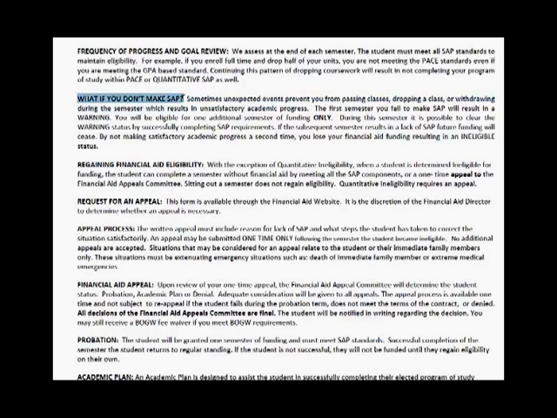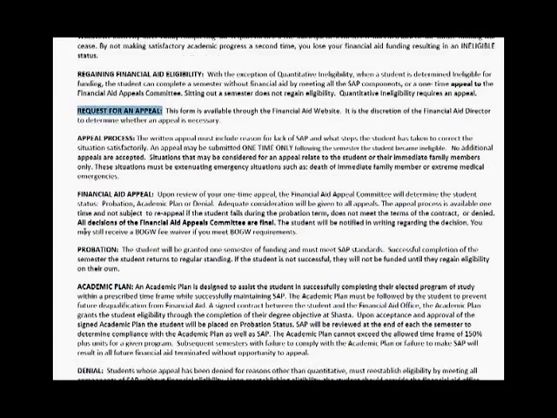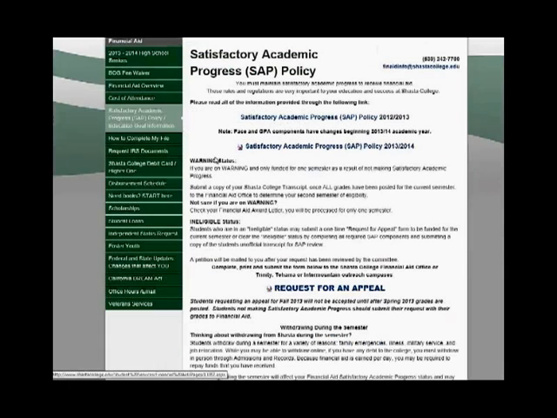What if you don't make SAP? You'll be placed on warning. You'll have 1 semester to be funded and to clear your warning status, which means you have to meet each SAP standard that warning semester. If you don't, you'll become ineligible, and you'll either have to go through an appeal process or regain eligibility on your own. If you choose to go through the appeal process, our request to appeal form is on our website.